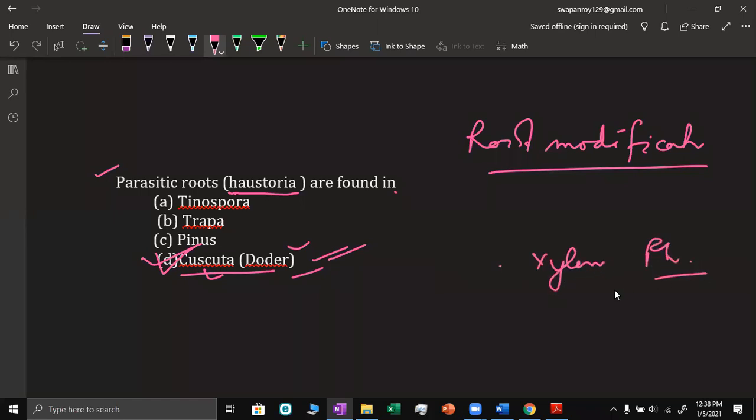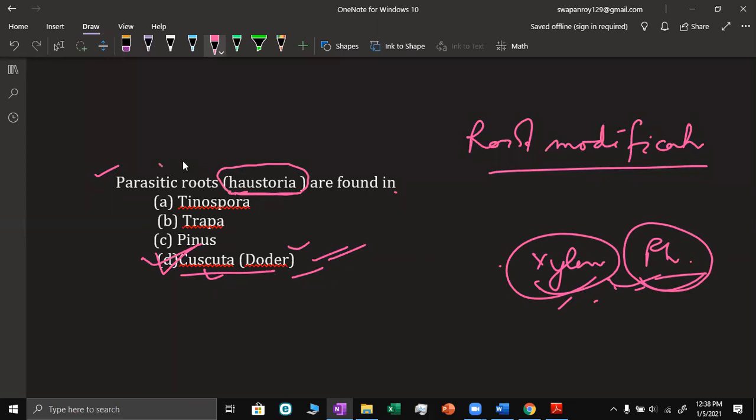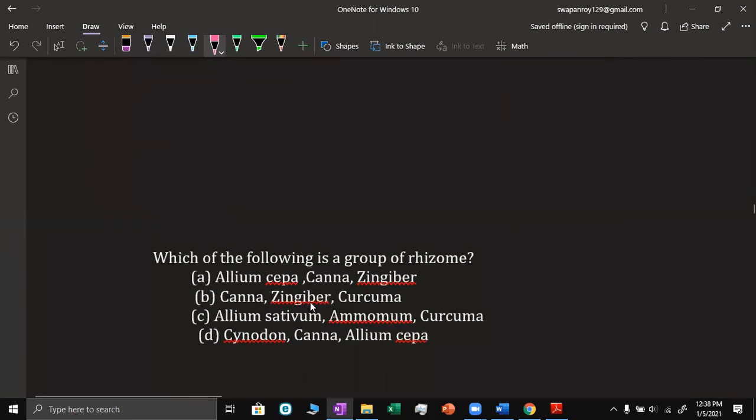Okay, so from the xylem they absorb the water, and from the phloem they absorb the food. So this is also known as sucking root or haustoria. In the parasitic plant, this type of thing is found.